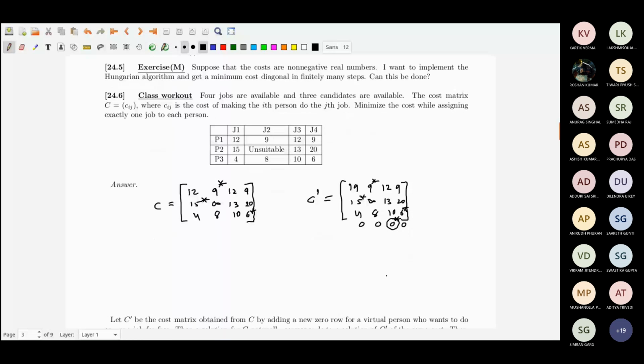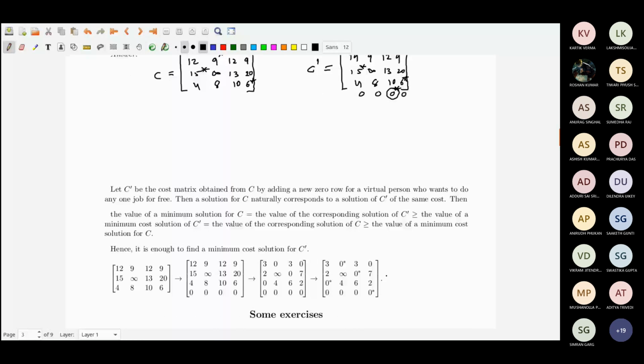You reduce it, after reduction, I mean apply. So that is the idea. You put some zeros and then reduce it, then a star would be visible. That's what you do.